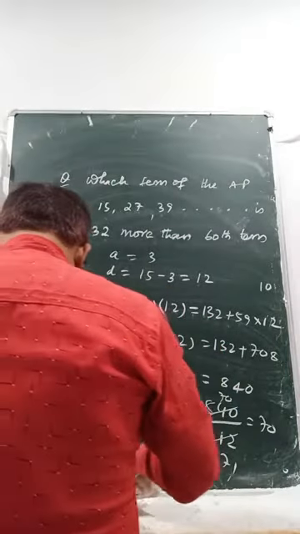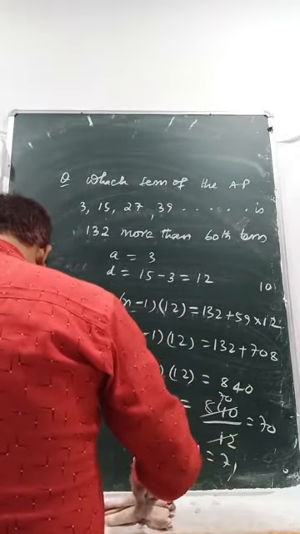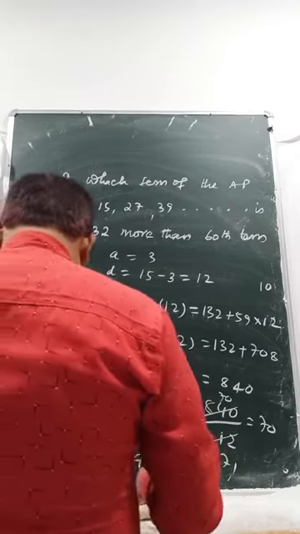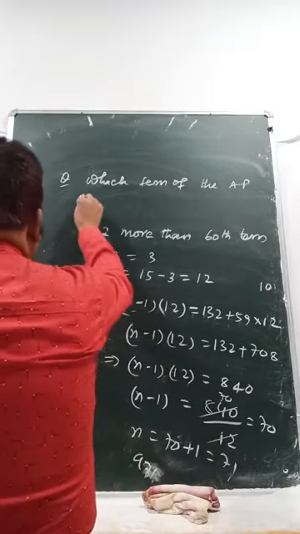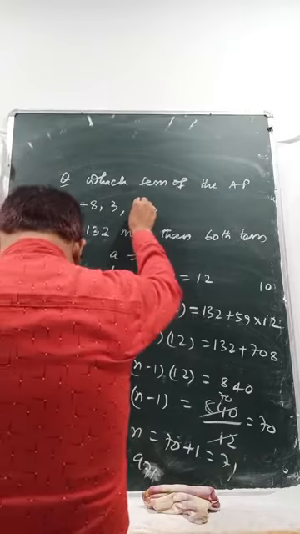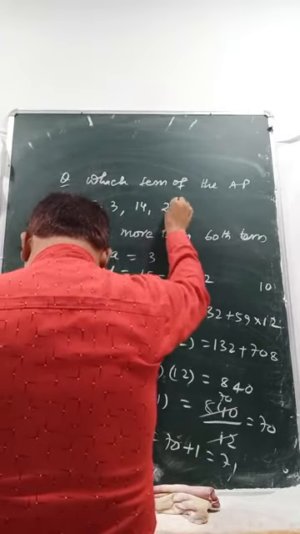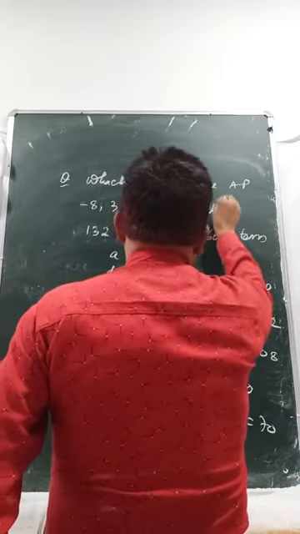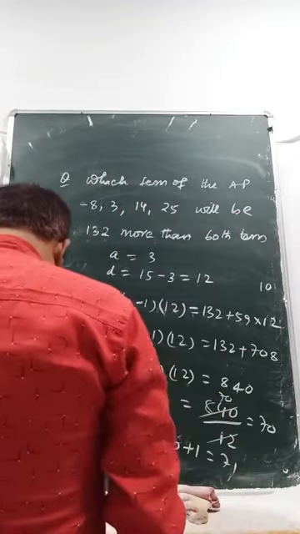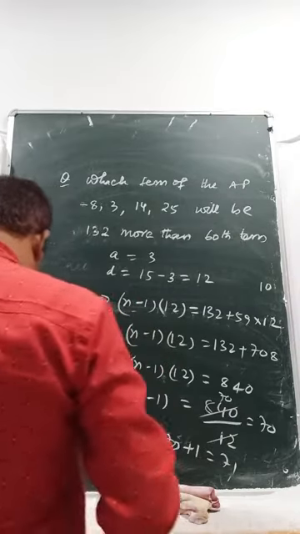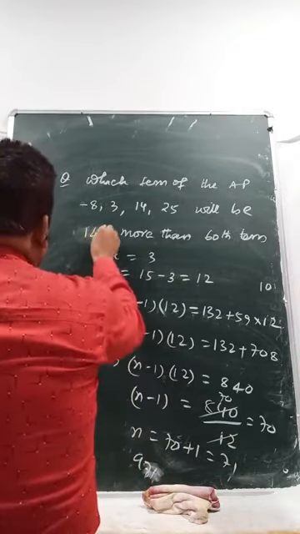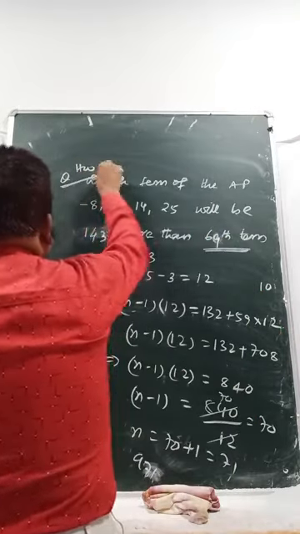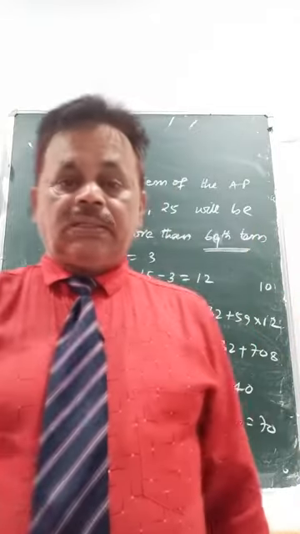Okay, so you can practice one question here. Which term of the AP minus 8, 3, 14, 25 will be 143 more than its 69th term? This is also homework for you. So today this was it. The next class we will discuss some more questions.